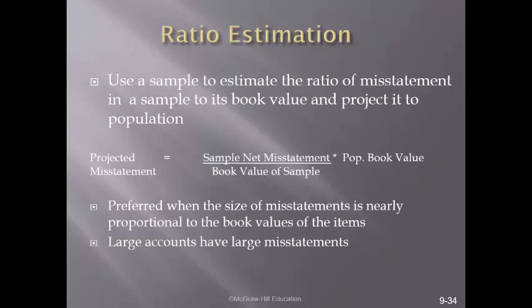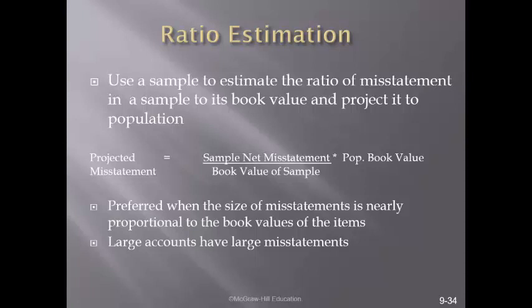In ratio estimation, the auditors use a sample to estimate the ratio of the misstatement in a sample to its book value and project it to the entire population. The ratio of misstatement is simply the sample net misstatement divided by the book value of the items in the sample. An estimate of the projected misstatement is obtained by multiplying this estimated ratio by the total population book value, as shown in the formula in this slide.